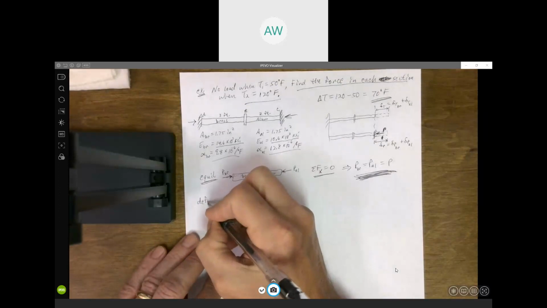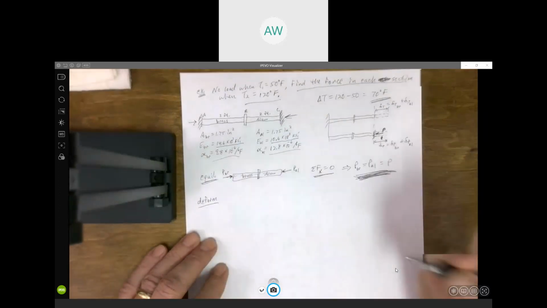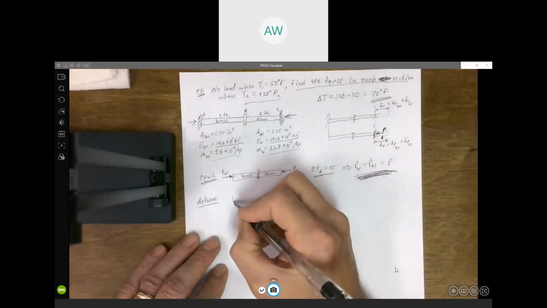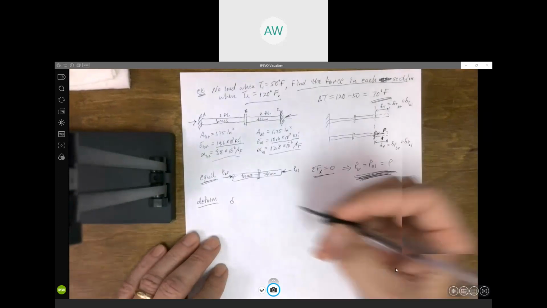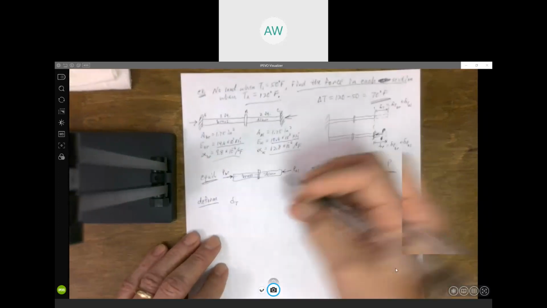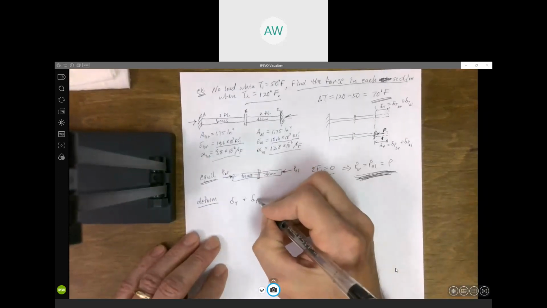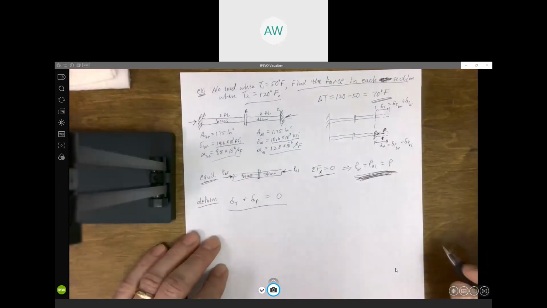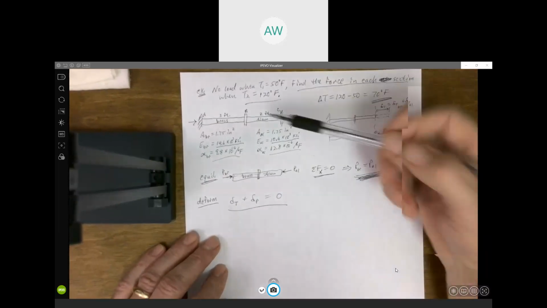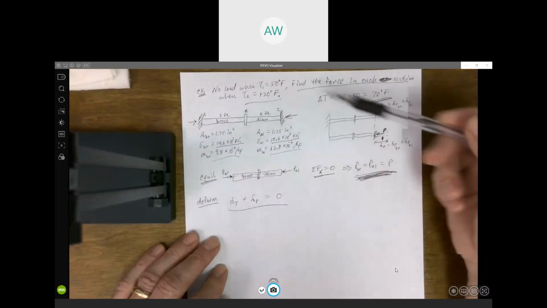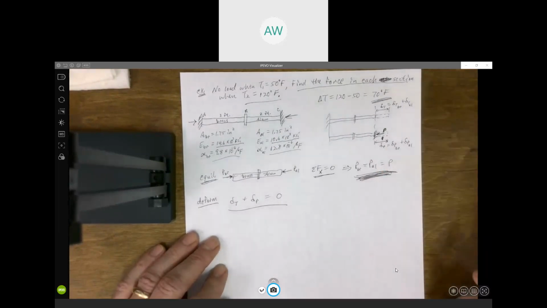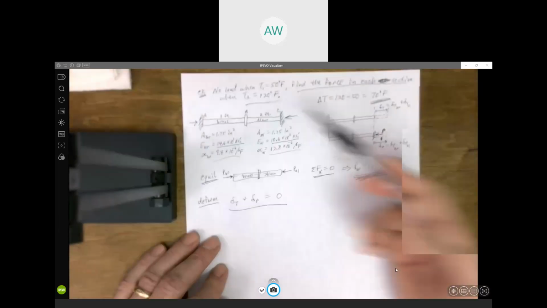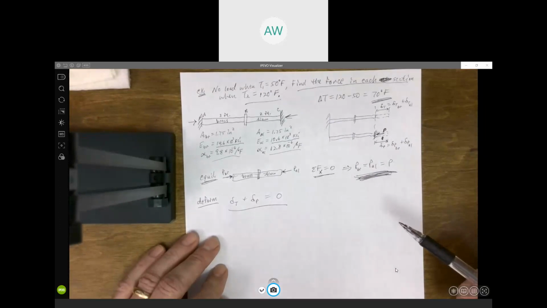We can solve it though if we also use what we know about deformation. I know the deformation due to the temperature change plus the deformation due to the axial force P has got to be 0. The total change in length is 0. It cannot change. It starts out 5 feet long. We apply this delta T, it's still going to be 5 feet long because it's constrained where it cannot expand.